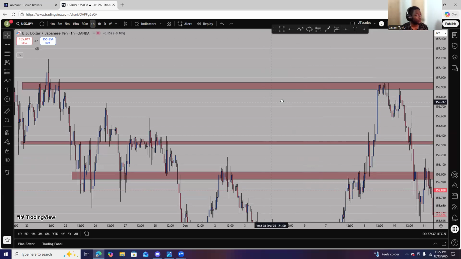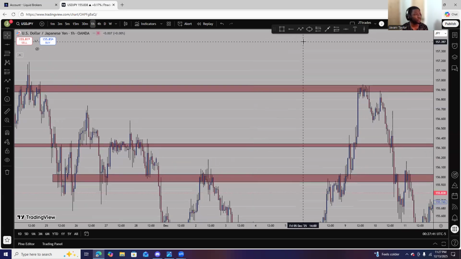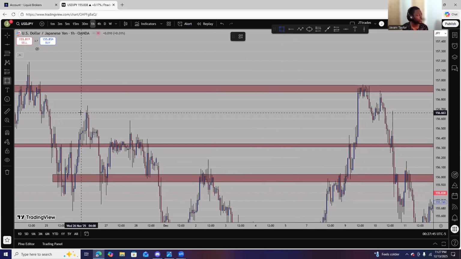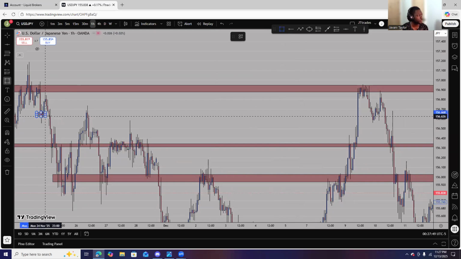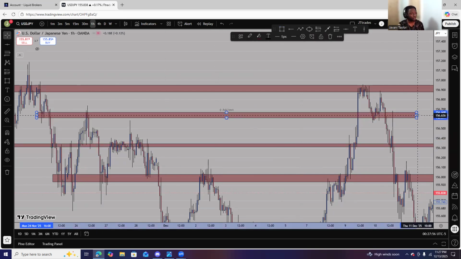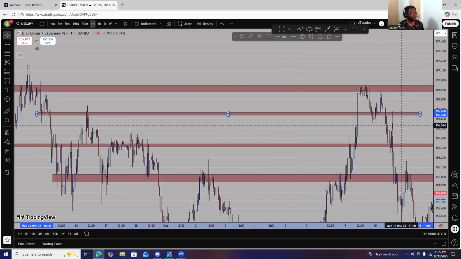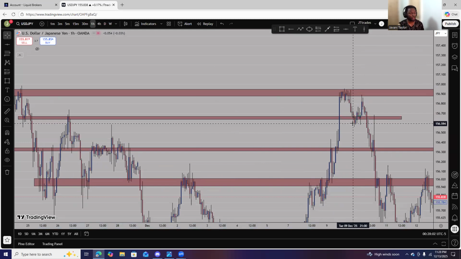All right, boom. Where we could potentially have a pullback to, we could potentially have a pullback to, use this right here as support to go to the upside. We use it as resistance to go to the downside. All right, let's jog this to the left. All right, look. Boom. Here we wick through and we immediately reject.